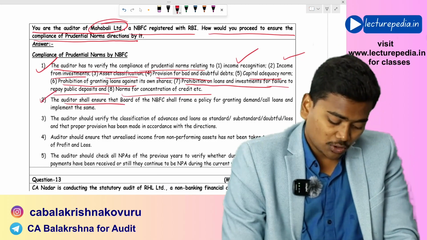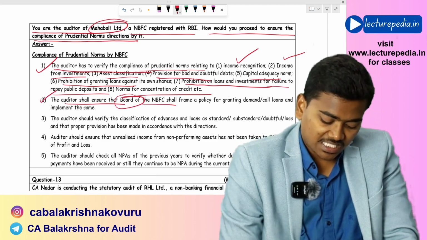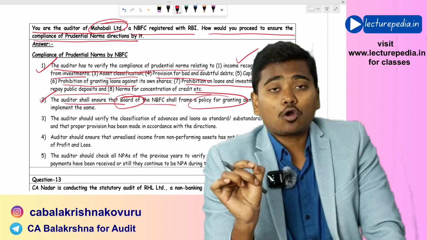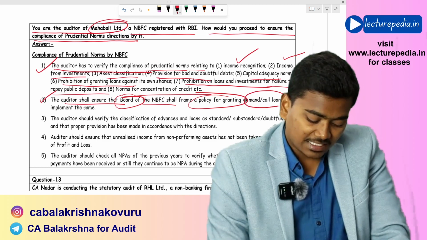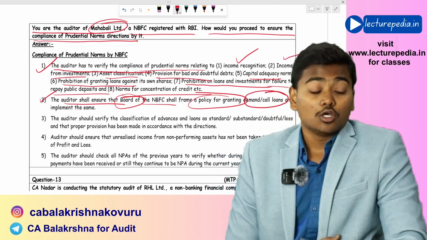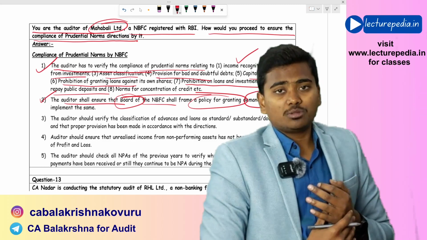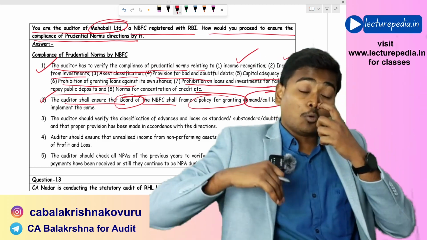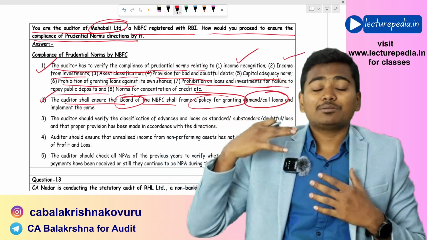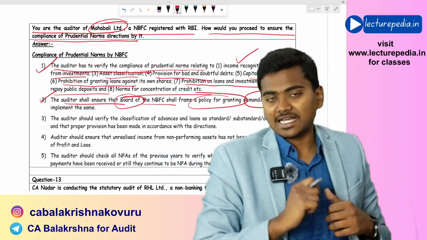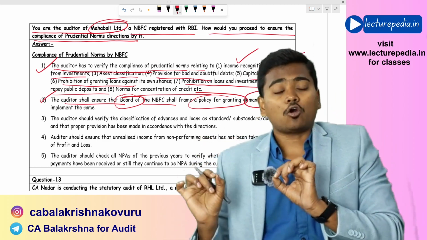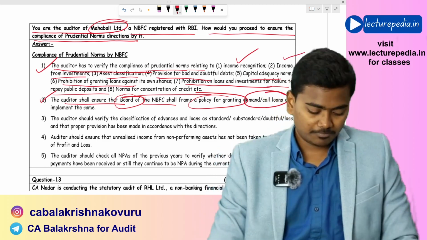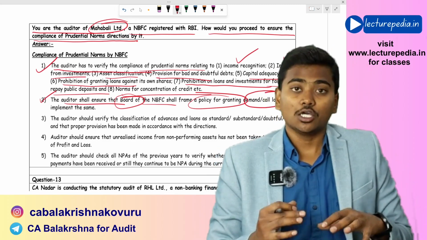Now, the auditor shall ensure the board of the NBFC has framed a proper policy for granting demand and call loans. Basically, there will be a high risk in these demand and call loans. So, a proper policy has to be framed. These demand and call loans will not be given to everyone. Only based on their creditworthiness and their association with the NBFC, these have to be given. So, with respect to these call and demand loans, a proper policy has to be framed by the NBFC. That has to be checked by the auditor.